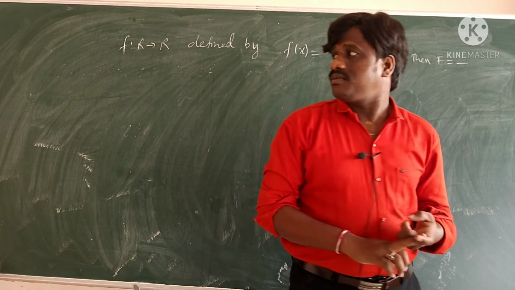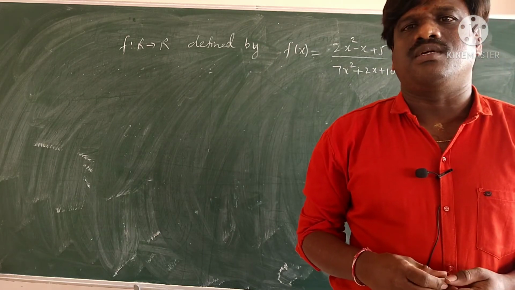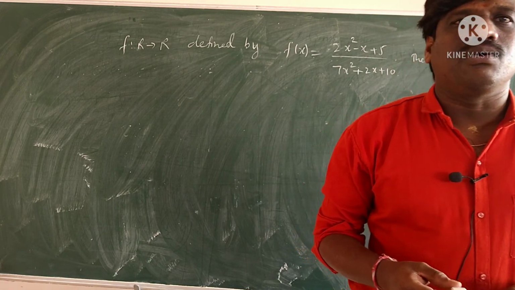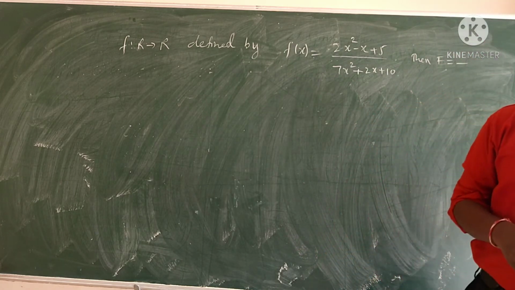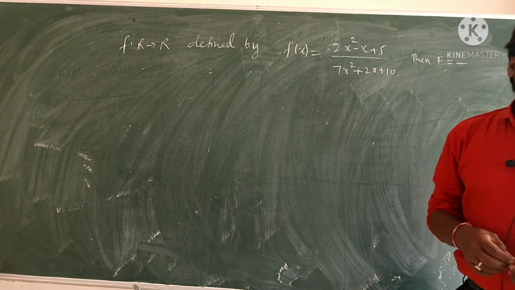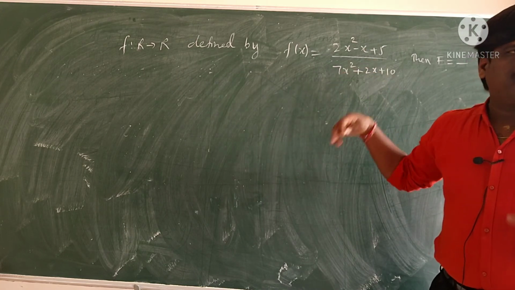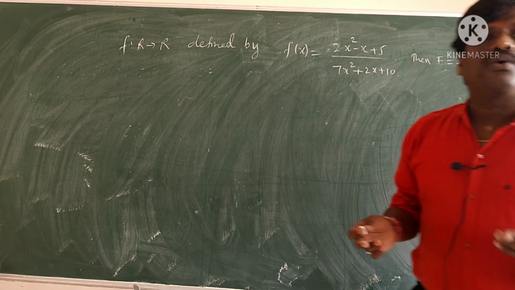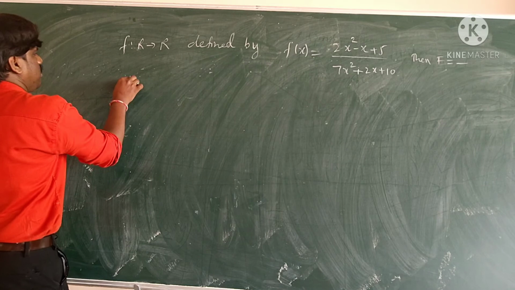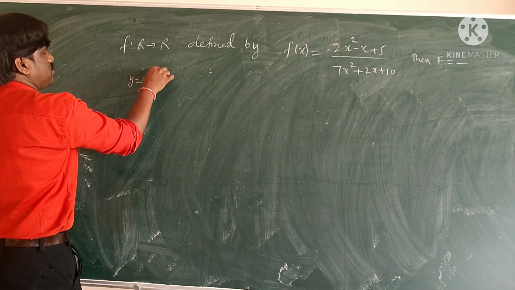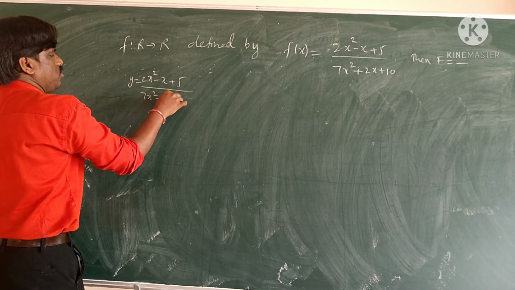Now what do I have to check here? Onto or into. So what is the onto rule? Codomain is equal to range. So when will codomain be equal to range? You have to find the range of this function. Quadratic by quadratic range you have learned. Find the range now. Now y is equal to what you take here? y is equal to 2x square minus x plus 5 upon 7x square plus 2x plus 10.